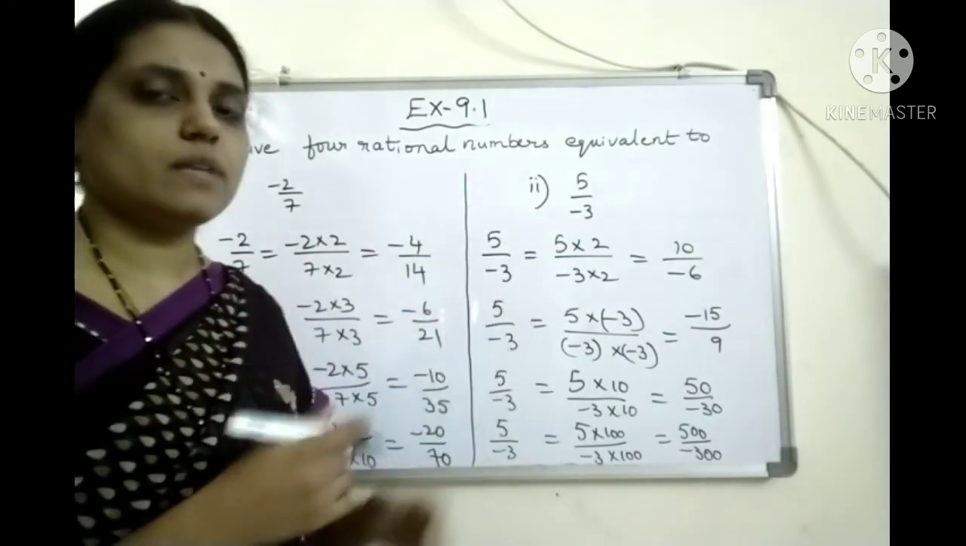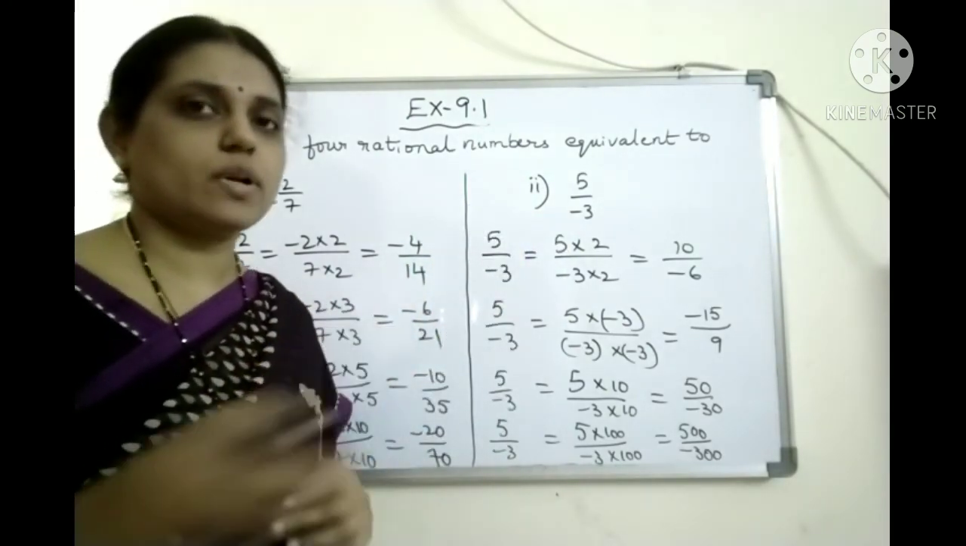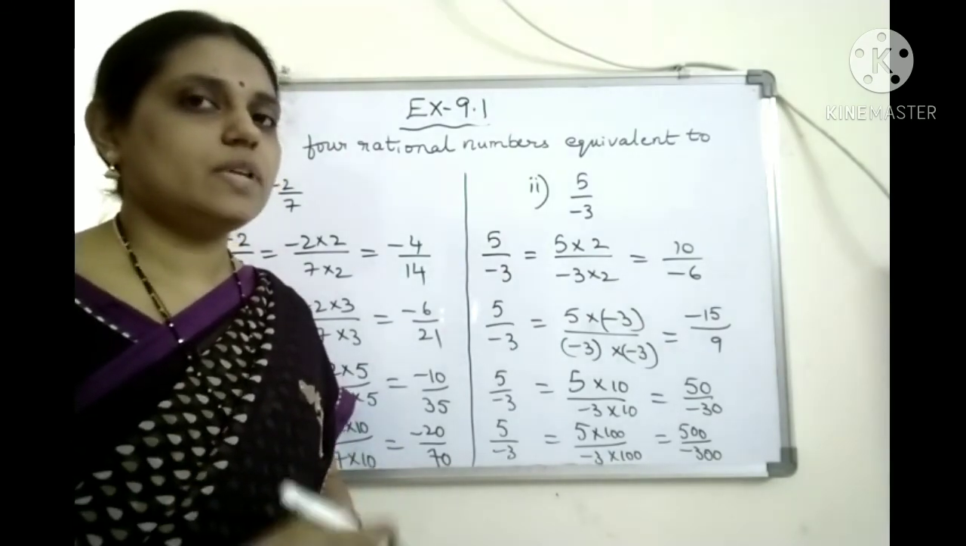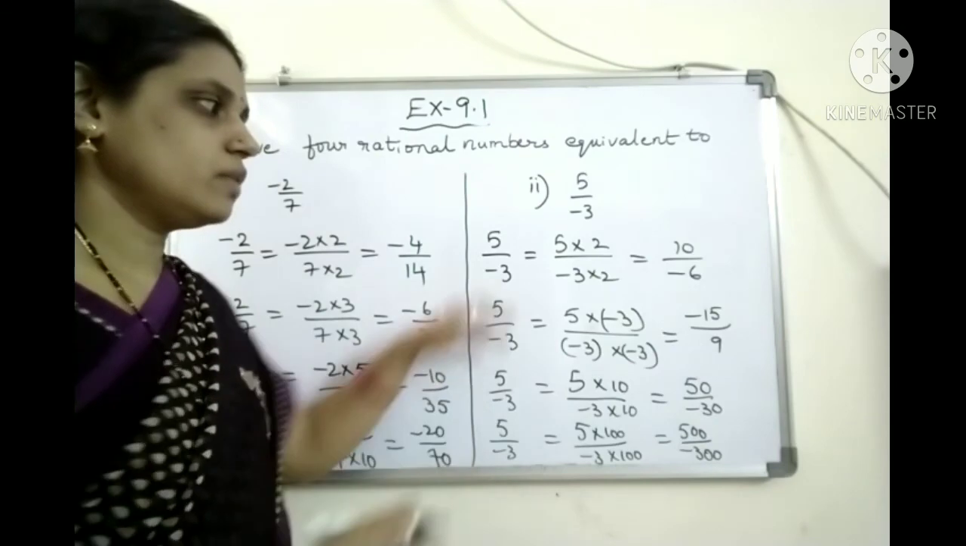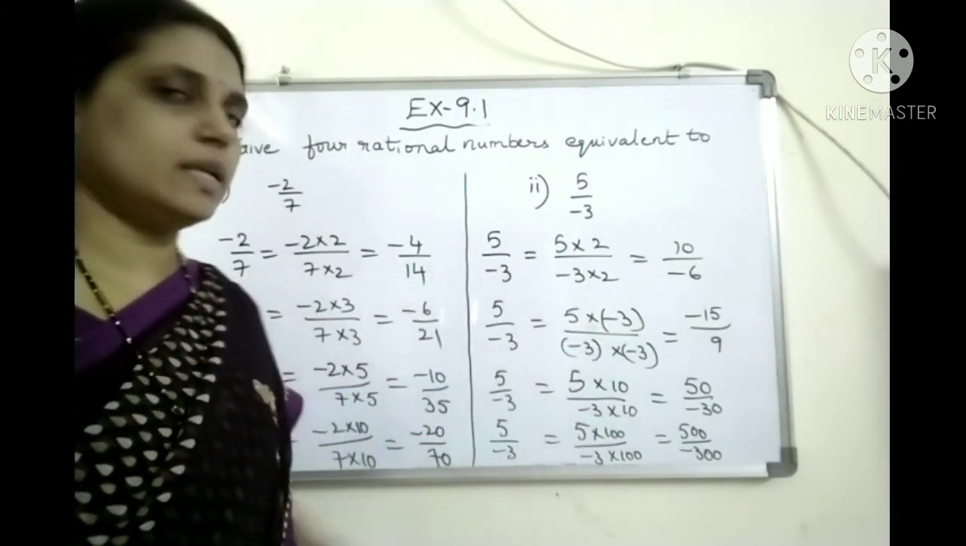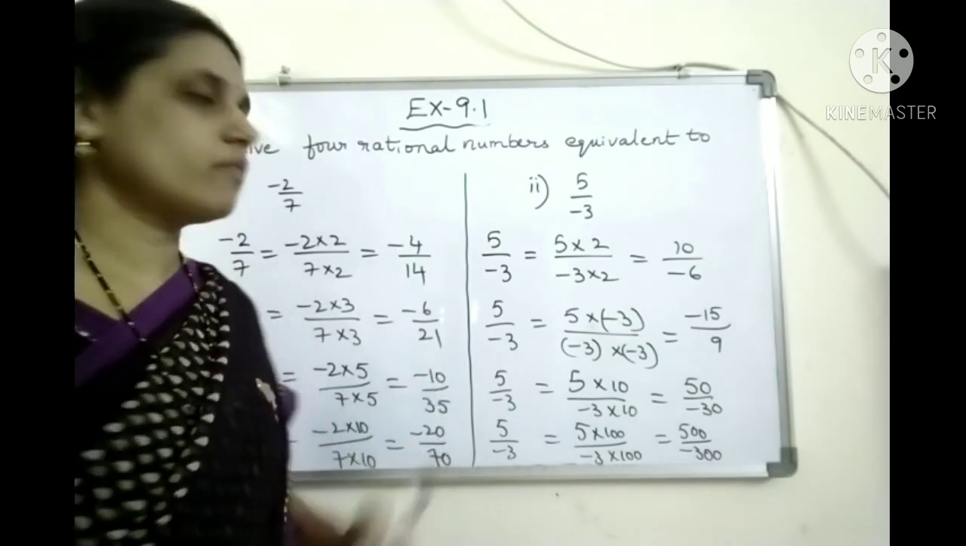Here it is not given to write the next 4 numbers in the pattern. They did not ask like that. That's why we need not take consecutive integers. That's why I have taken randomly any 4 integers and multiplied to get any 4 equivalent rational numbers.